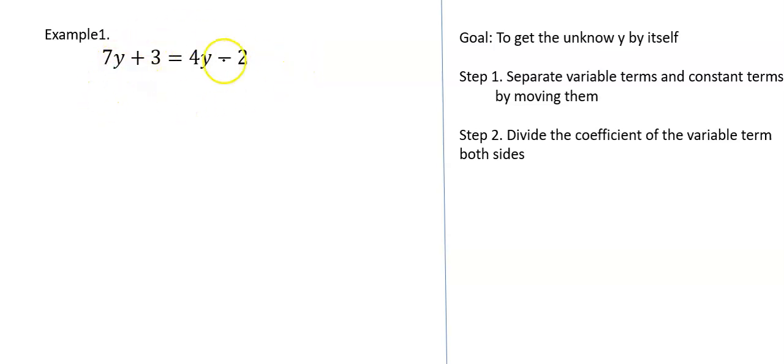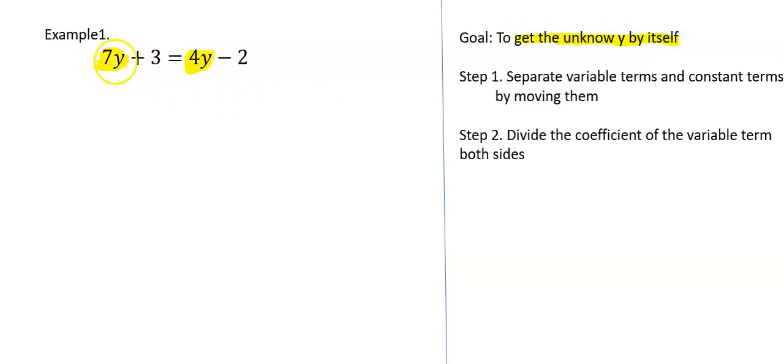In this linear equation, we have 7y on the left-hand side and 4y on the right-hand side. So that is the case when we have variables on both sides. And our goal doesn't change. We still want to get the unknown, in this case, y by itself.